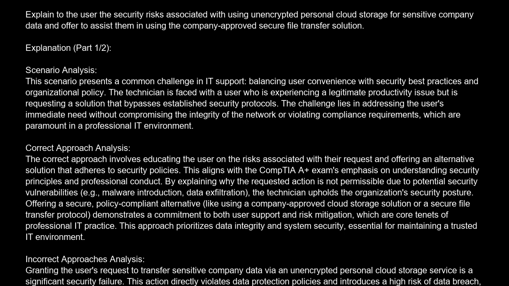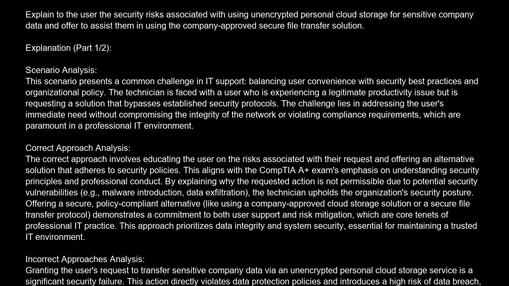Explanation. Scenario analysis. This scenario presents a common challenge in IT support, balancing user convenience with security best practices and organizational policy. The technician is faced with a user who is experiencing a legitimate productivity issue, but is requesting a solution that bypasses established security protocols. The challenge lies in addressing the user's immediate need without compromising the integrity of the network or violating compliance requirements, which are paramount in a professional IT environment.